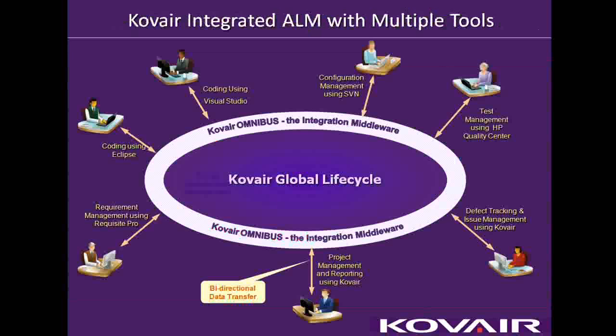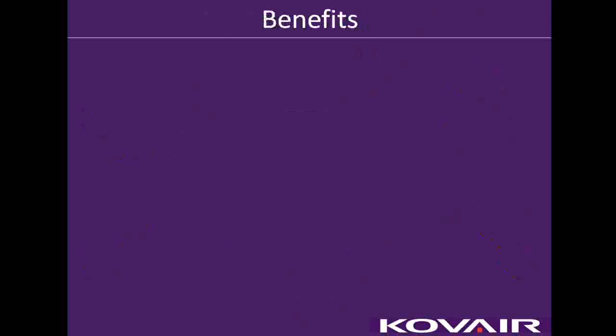Now this is an example of different integrations of a number of different tools. As a matter of fact, these are the same tools we'll be using in our demonstration. So we have got here Requisite Pro from IBM Rational, Eclipse, Visual Studio from Microsoft, Subversion, Quality Center from HP Mercury, and we'll be using Covair for the project management and also issues management.